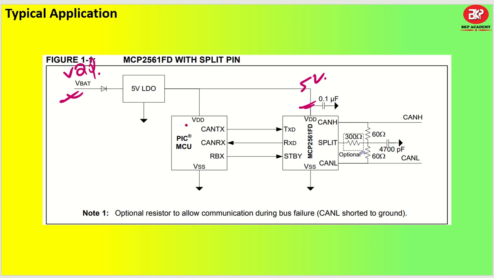Now coming to the fact that CAN high and CAN low are there, and we have a 120 ohm load. You can see the 60 ohm, they are split. So this particular typical application is shown in split mode. Okay, if you want, you can leave this split pin floating and directly connect 120 ohm here. Okay, that's it. Then we have this ground pin connected.